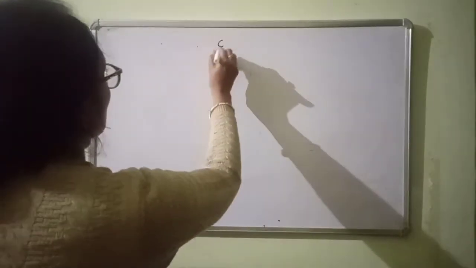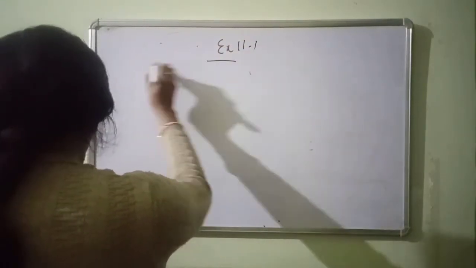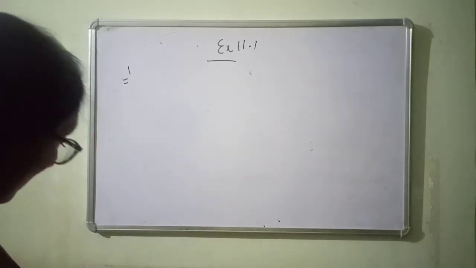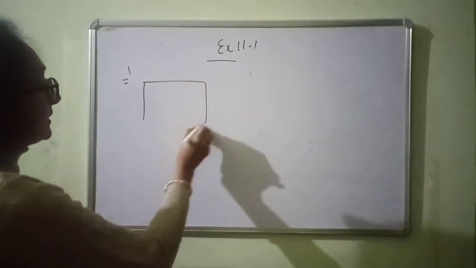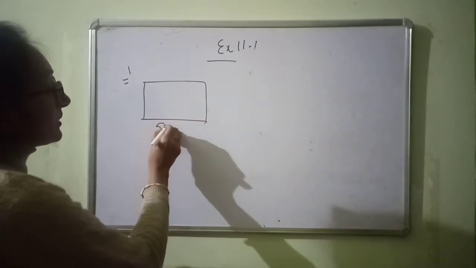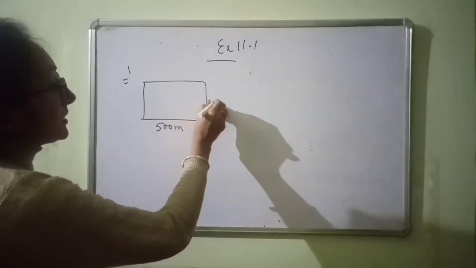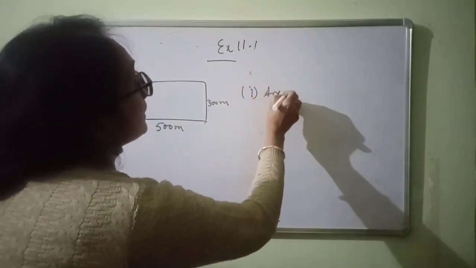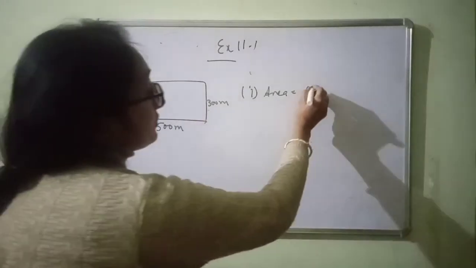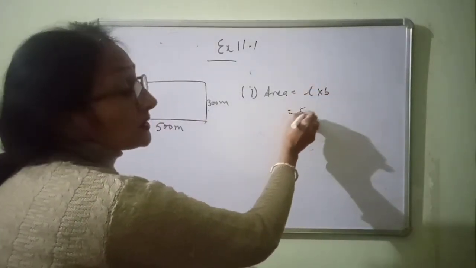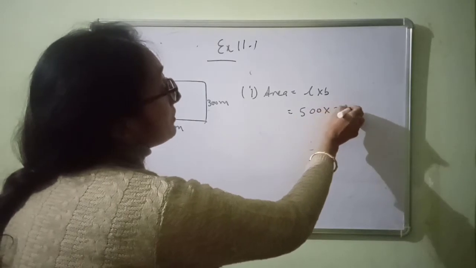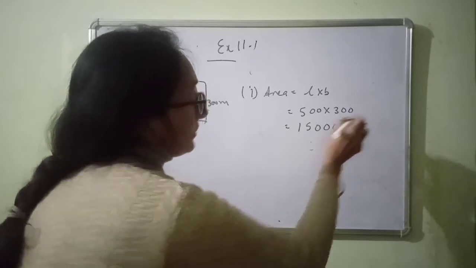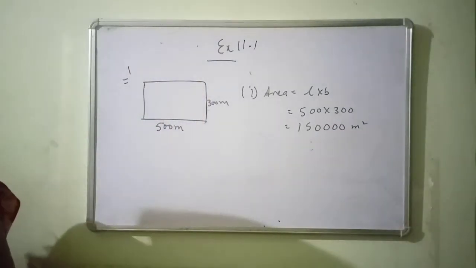So here first question will be very easy. Length and breadth of a rectangular land is given, 500 and 300 meters. So this is the land which is in the shape of a rectangle. 500 meter is the length and 300 meter is the breadth. We have to find the area of the land. So all of you know the area of a rectangle is L into B. Substitute the value in this formula. 500 into 300, this is 150000 meter square.